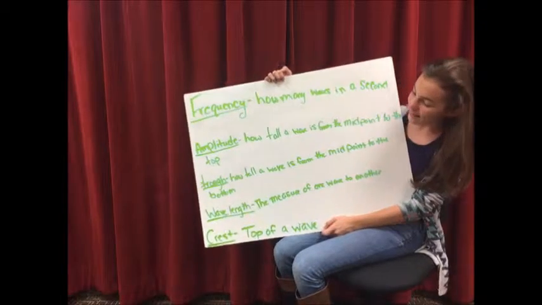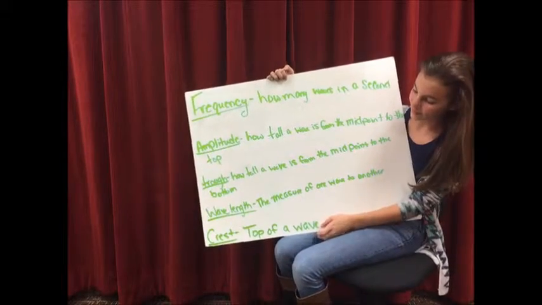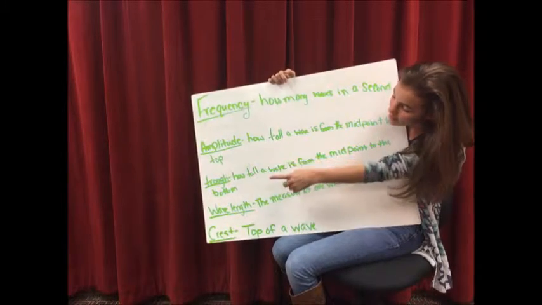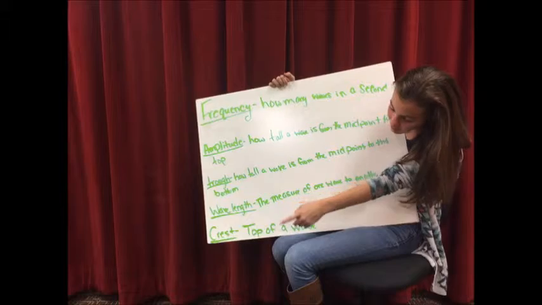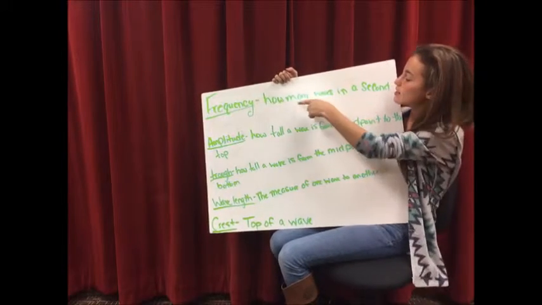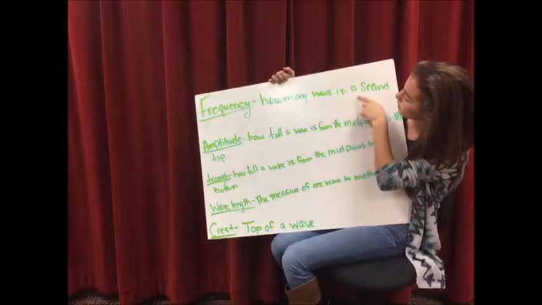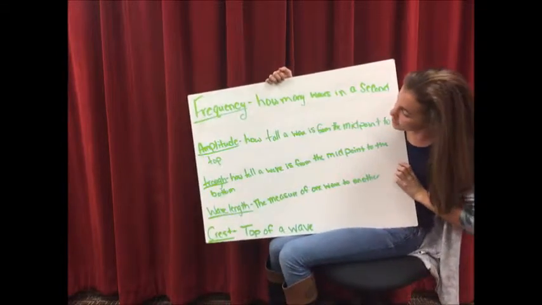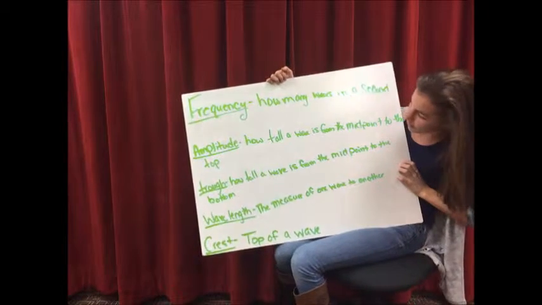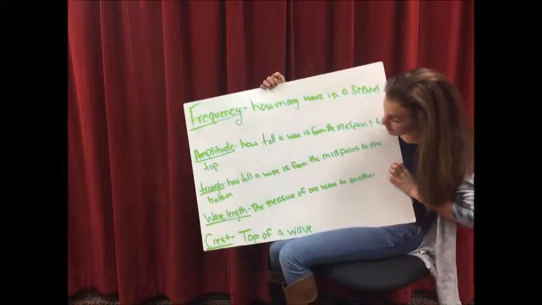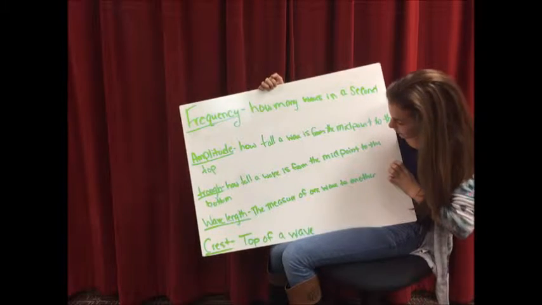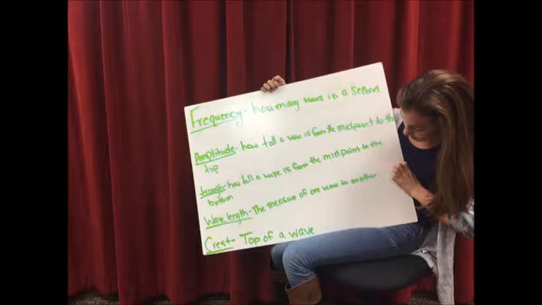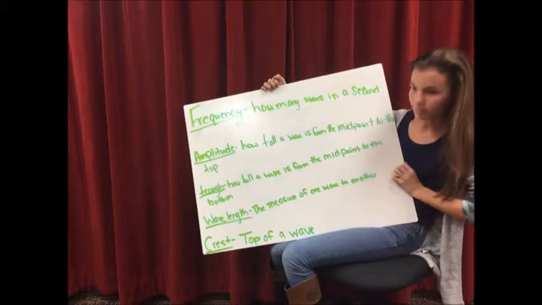Okay, so here are five different vocabulary words when we are talking about waves. Frequency, amplitude, trough, wavelength, and crest. Frequency is how many times a wave goes across the wavelength in a second. Amplitude is how tall a wave is from the midpoint to the top. Trough is how tall a wave is from the midpoint to the bottom. Wavelength is the measure of one wave to another. Crest is the top of a wave.